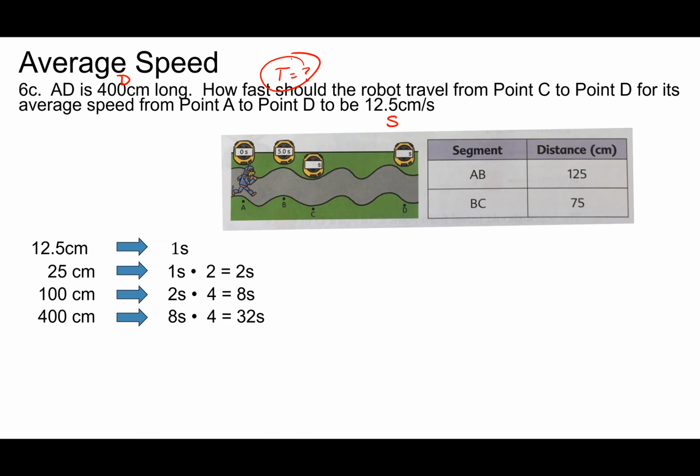Okay, but the question was, how fast should the robot walk from point C to point D for its average speed from point A to point D to be 12 centimeters per second? What is this 32 seconds? Where is that from? Okay, think about what we just looked at. We had a distance of A all the way to D, right? That's the entire amount of time that he would take.